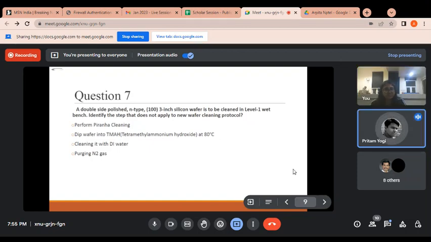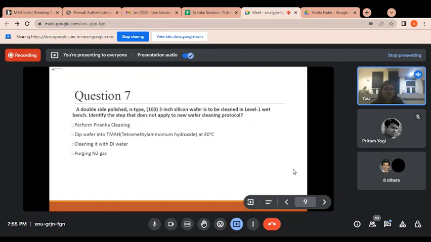The gas we use for drying the wafer. Yes. That is, I think, for removing the DI water particles. After removing the particles or chemical portion from the wafer with the DI water, then we have to dry the wafer. So we purge the N2 gas to dry the wafer. So let's see. The first option, Piranha cleaning process, then cleaning with DI water, and also purging with N2 gas. These all three processes are related to the cleaning process.